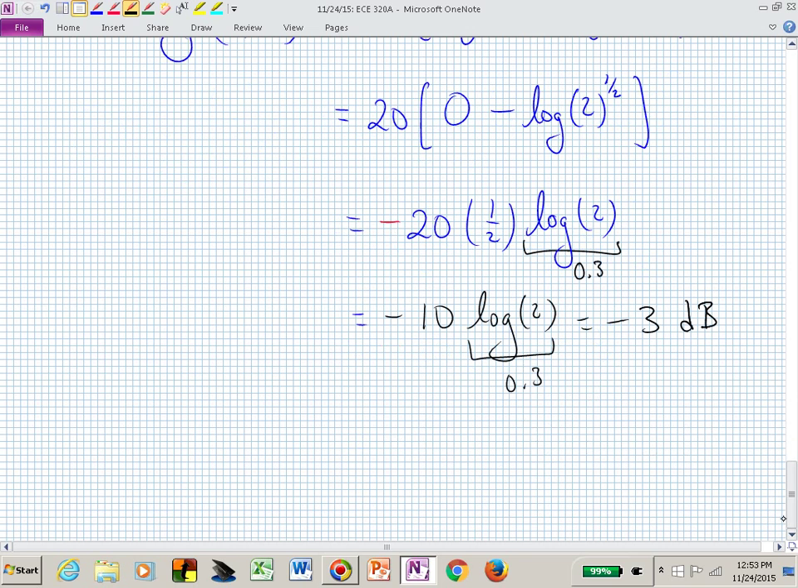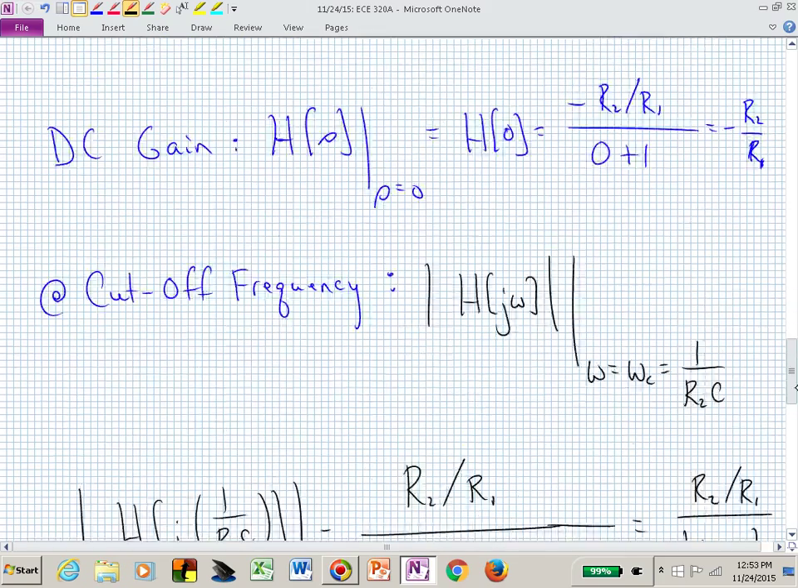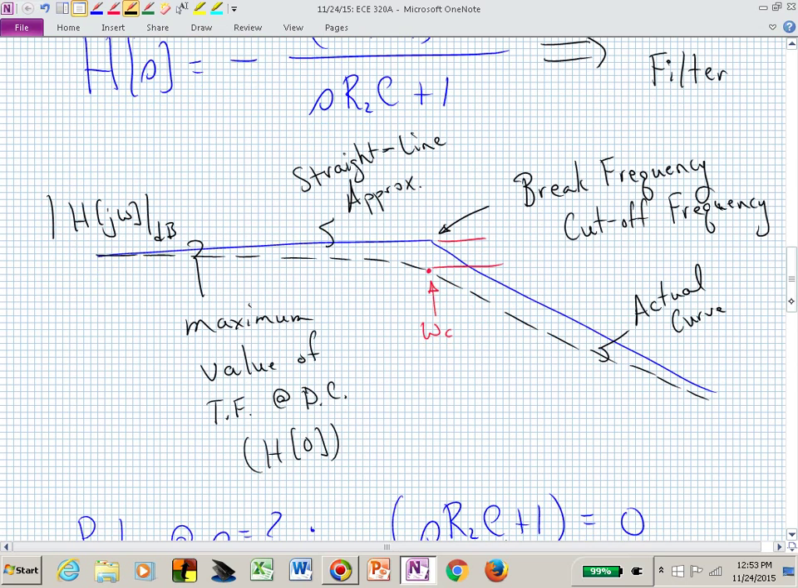And that's why you might hear people talk about the 3 dB point or the 3 dB frequency. That's where that cutoff frequency is coming from. It's this square root of 2 reduction from your baseline, or from your low pass magnitude. And you know quite a bit about that.